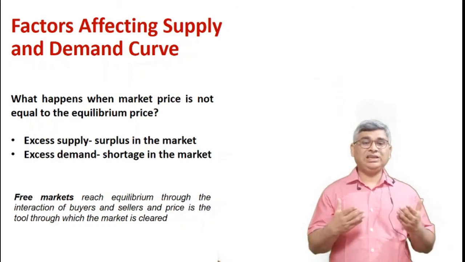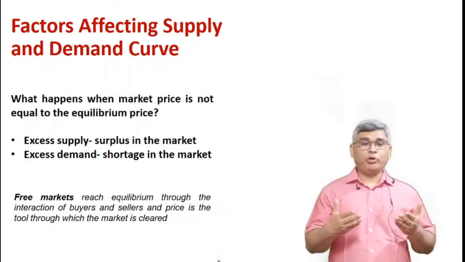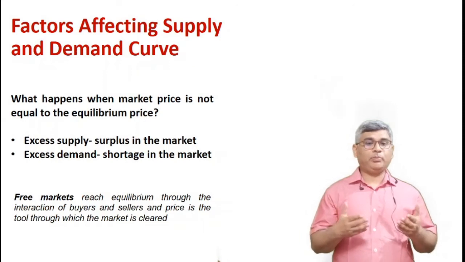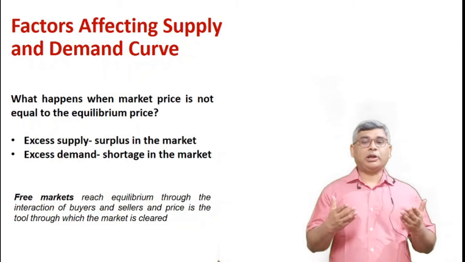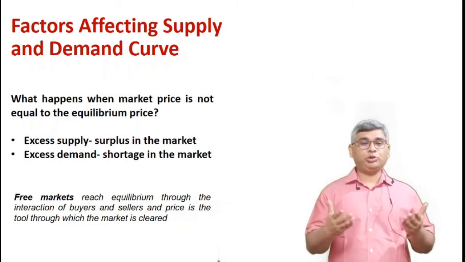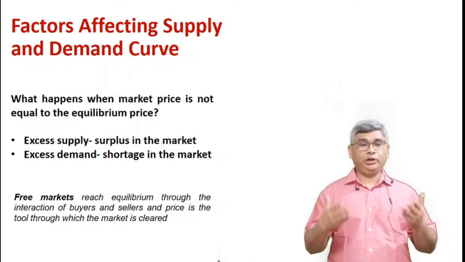One of the very easy ways to deal with these two situations is the concept of free markets, where the equilibrium point is reached through the interaction of the buyer and seller, and price is the tool through which the market is cleared. The buyer and the seller negotiate upon the price to get both conditions fulfilled, either excess supply or shortfall in demand.